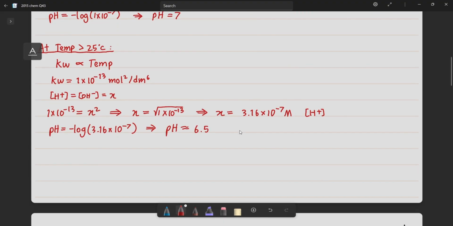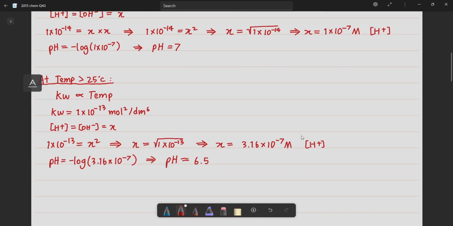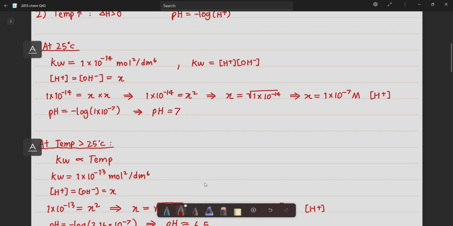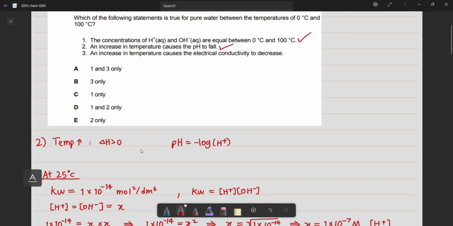So yes, an increase in temperature causes the pH to fall, which is true, as we can see from this example calculation. But in IMAT, you don't have to do this long calculation because it's going to be time consuming. It is just an example to show you exactly why the pH changes with an increase in temperature. So this is the proof over here, and hence option 2 is true.